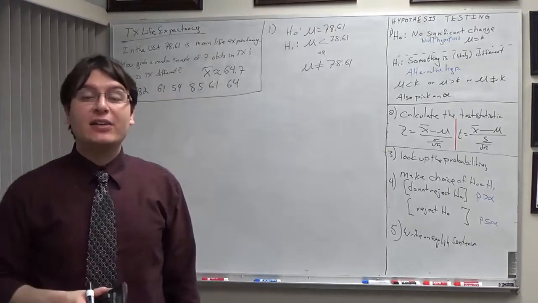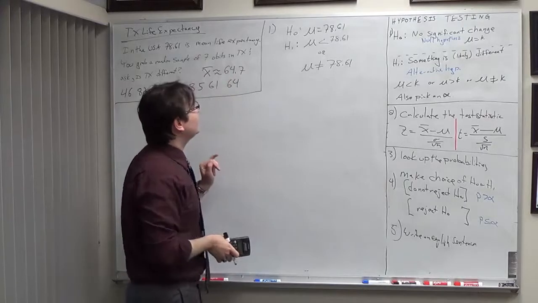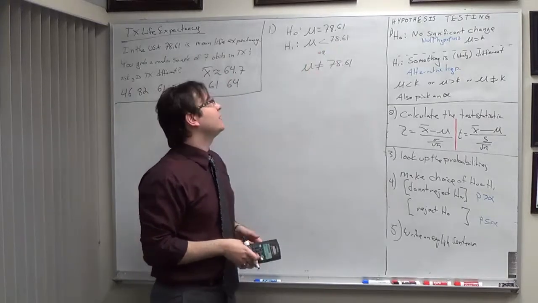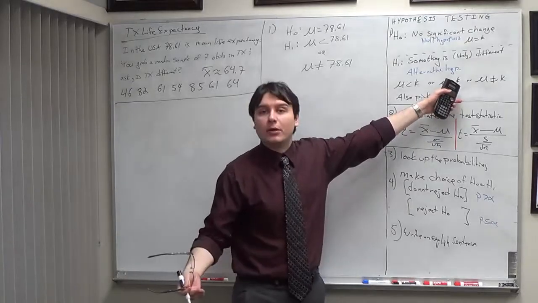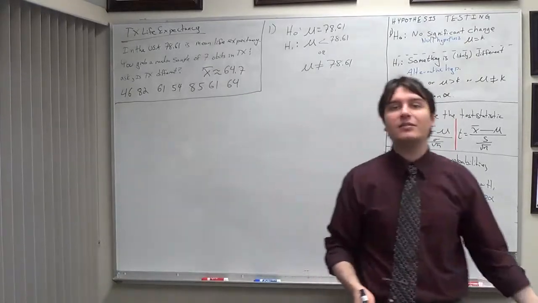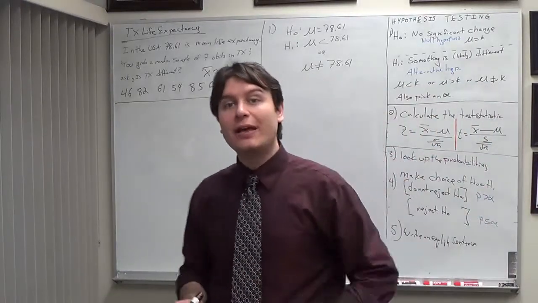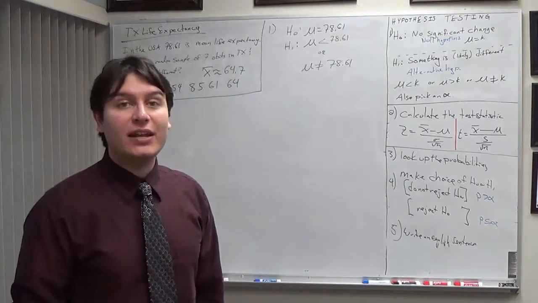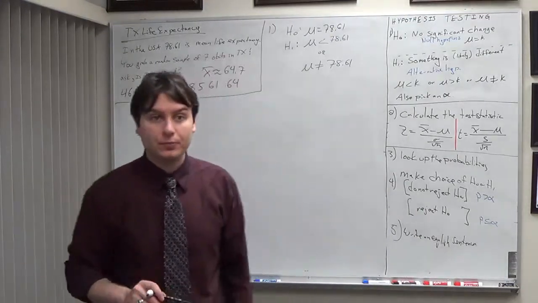Notice, the right-tailed test is completely out. 64.7 is definitely less than 78.61, so there's no way I would say it's more. So this one's not an option. Right-tailed is not reasonable. However, depending on our data, left-tailed or two-tailed might be good ways to go.